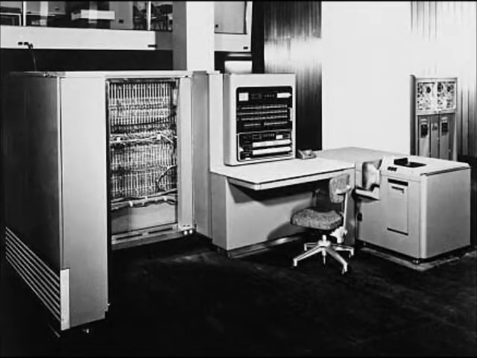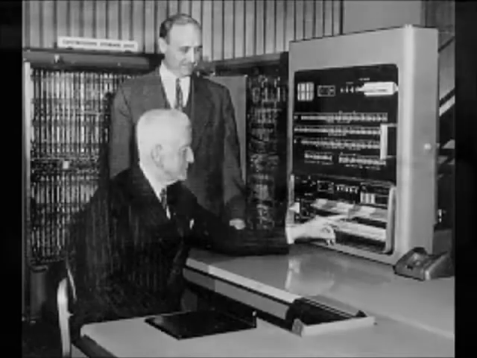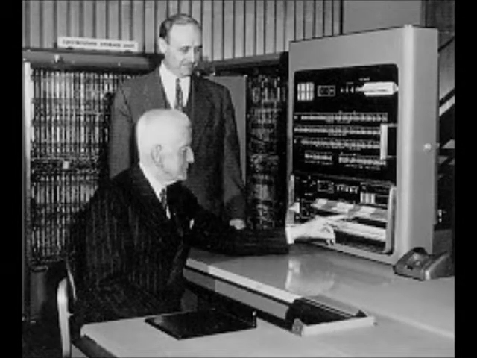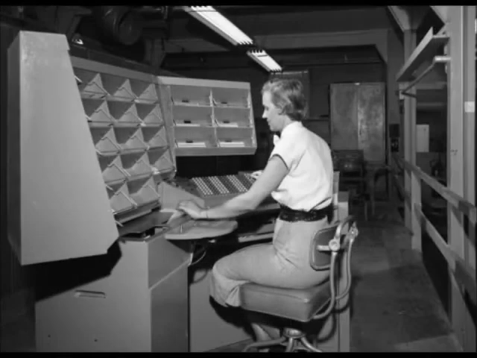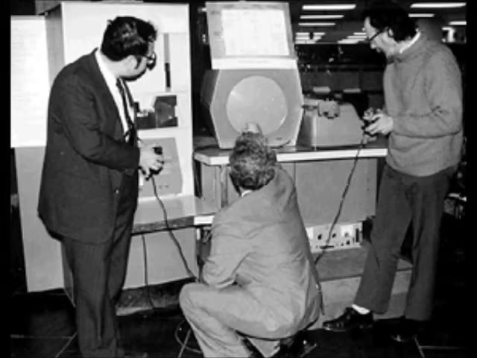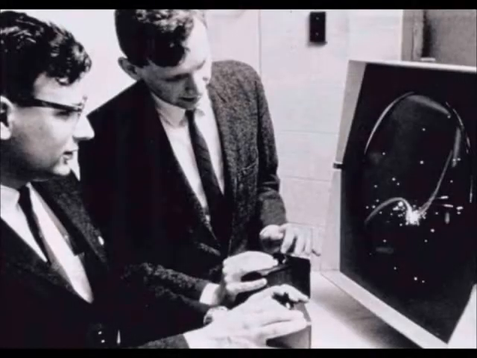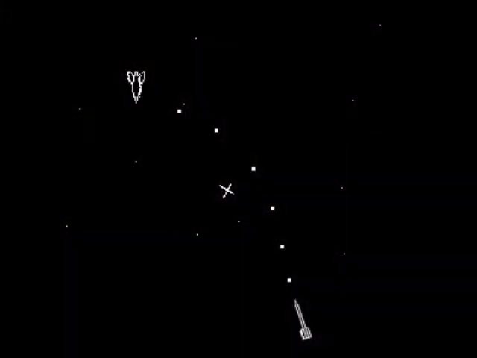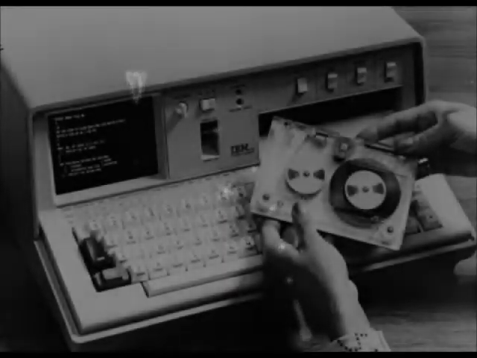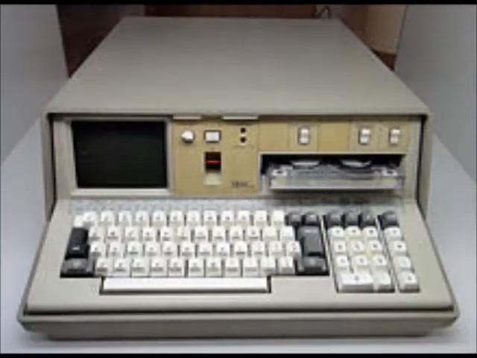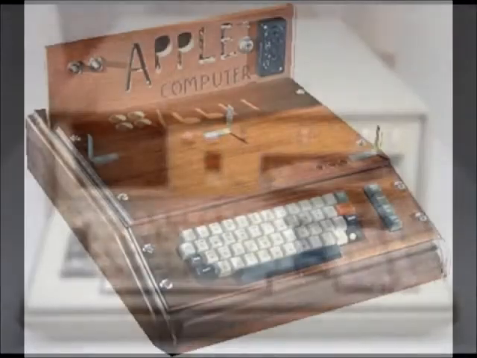Jump to 1953 when IBM entered the computer market, or 1955, which saw the introduction of the first bank industry computer. And for all you gaming nerds out there, 1962, which saw Steve Russell and MIT invent the first computer game, Space War. Let's move to 1974, which saw IBM release the first consumer computer, the IBM 5100.